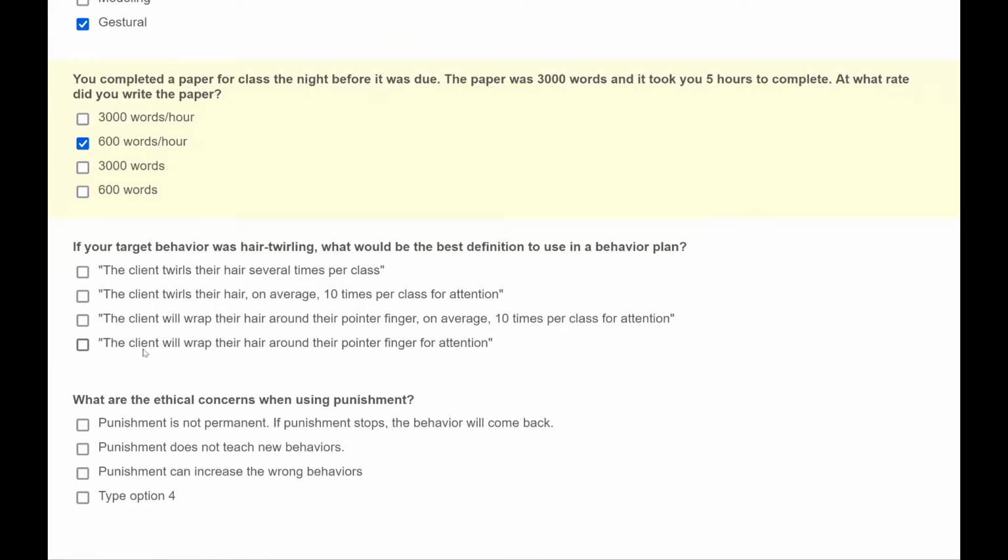And then D, the client will wrap their hair around their pointer finger for attention. Okay, pretty good. But why is C better? Because it just includes more, right? We now also know how often this happens, on average 10 times per class. Okay, the more the better. This one's descriptive, has a function, has some data. C is easily the best option.